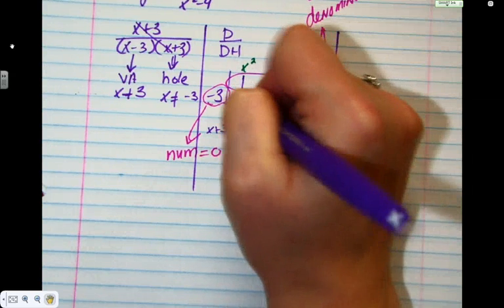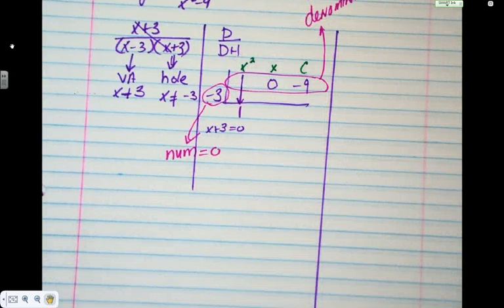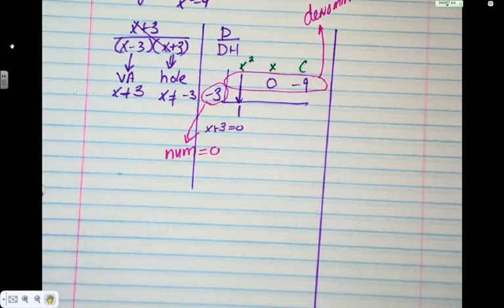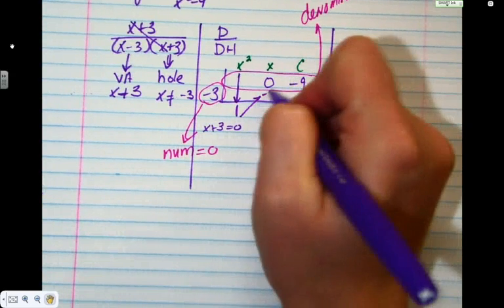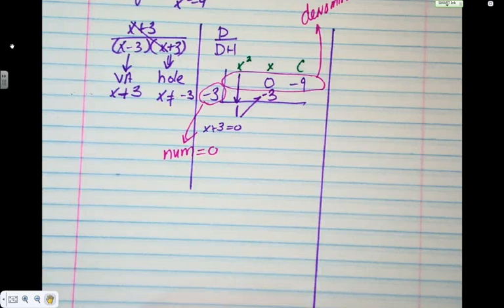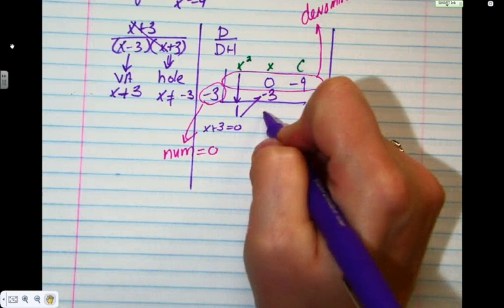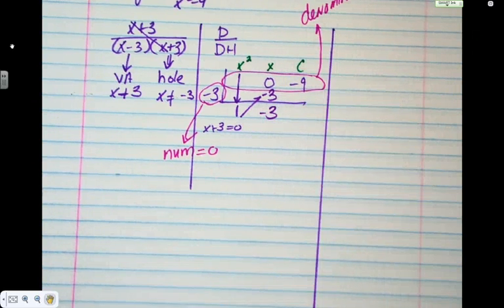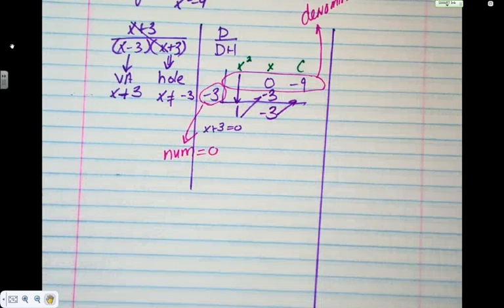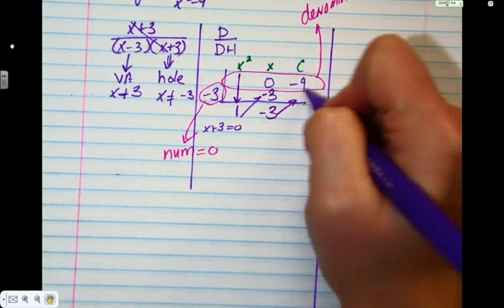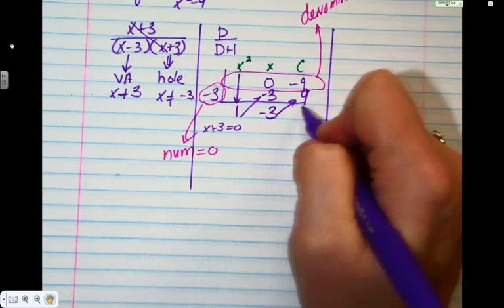First number drops straight down. This becomes the number in the first column. -3 times 1. Add. -3 times -3. Add.